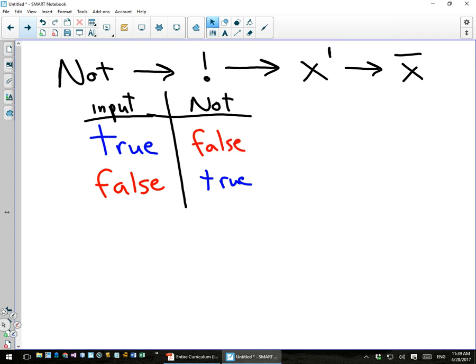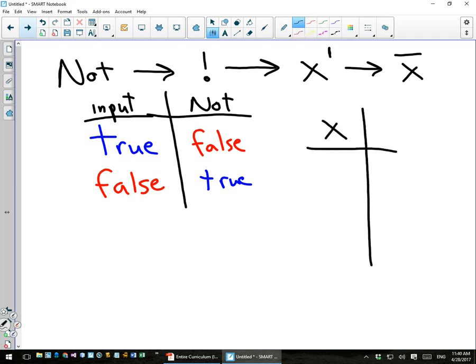Okay? So it's pretty simple. If I say to you, here's my values of x, 0 and 1, what's the value of x not? What would you put? 1 and 0. That's right. So it reverses it.